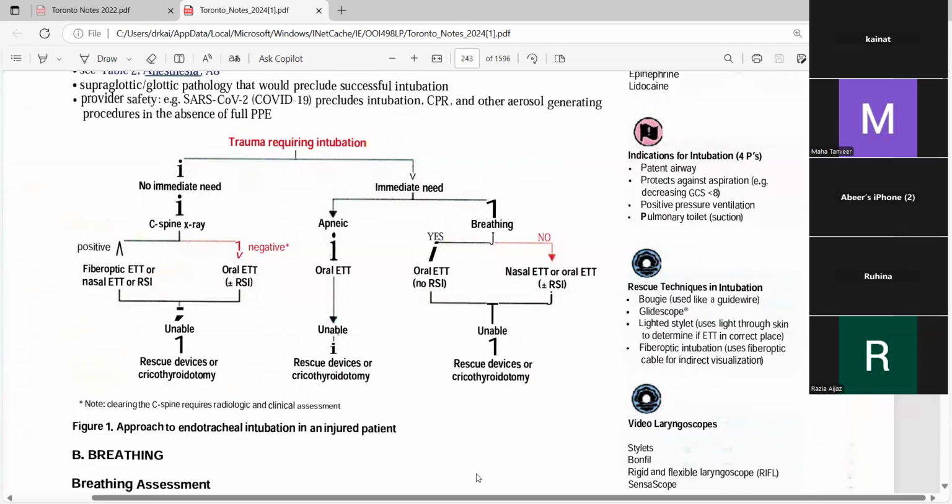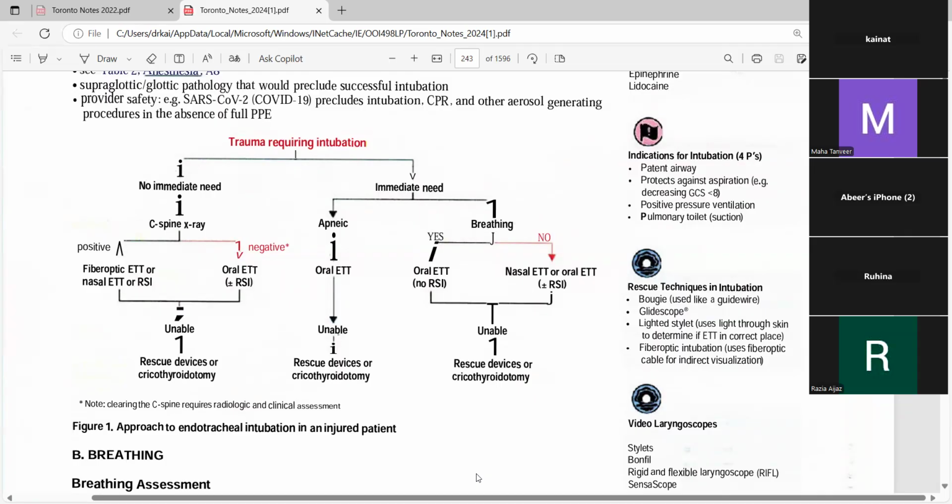If breathing, yes, then oral. If breathing, no, then go for nasal or oral, depending on the problem. Breathing yes means the patient is having a breathing problem, then go for oral. Breathing no means the patient is not having a breathing problem, then you can use the nasal as well. Unable, then the rescue devices or the cricothyroidectomy.